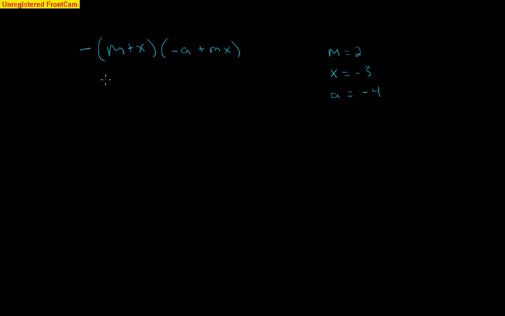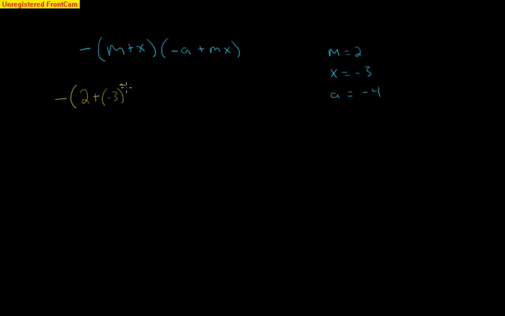A little more complicated, but really what we have is we're going to multiply these two quantities together, and whatever that equals, we take the opposite of that. We're evaluating an expression with 3 unknowns or 3 variables. In this case, they are m, x, and a, and they give us the values. So I'm going to start by just plugging them in. The opposite of m is 2, plus x is negative 3.